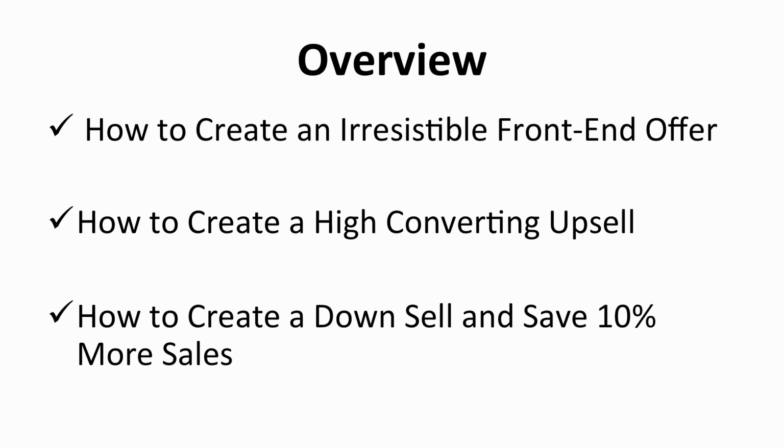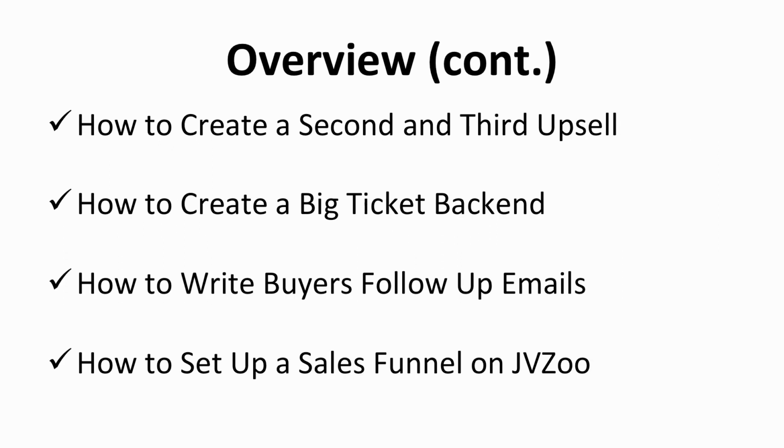After you're done with your front end, the next step is to create a high-converting upsell, which will boost your revenue almost instantly. Don't forget about the downsell, which can actually save 10% more sales. Some of the buyers may not think your upsell worth the price. However, by giving a discount on the same product with some bonuses removed, we can probably save you 10% or more sales. Moving on, the next step after downsell is to create a second and third upsell.